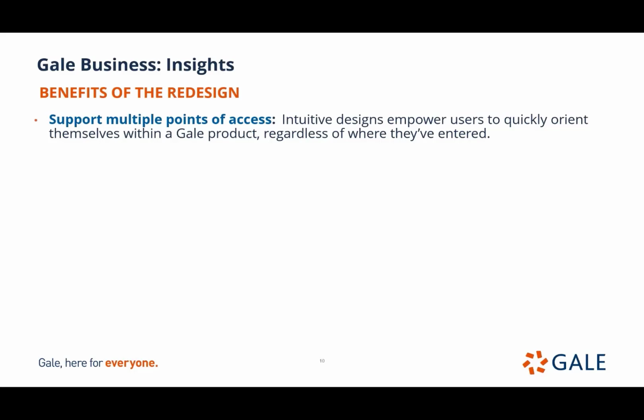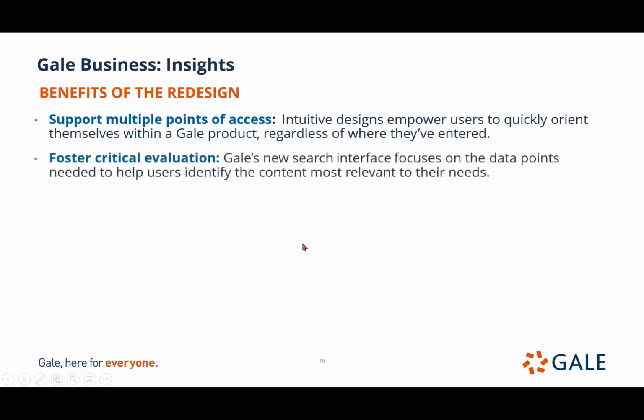But I think one of the key reasons that we have migrated Business Insights to this new experience is that we want to be able to support multiple points of access. We realize that students are coming in from all sorts of different points of access. They could be coming in from a discovery service into a document within a resource. They could be coming in from a direct link on your library website. They could be coming into content from a MARC record in your catalog. So there are numerous ways in which they can find their entryway into content in any Gale resource. So we want to be able to support multiple points of access with an intuitive design. So regardless of where a student enters, they can quickly orient themselves within a Gale product and understand the tools and the utility of the platform because of the consistency among resources.